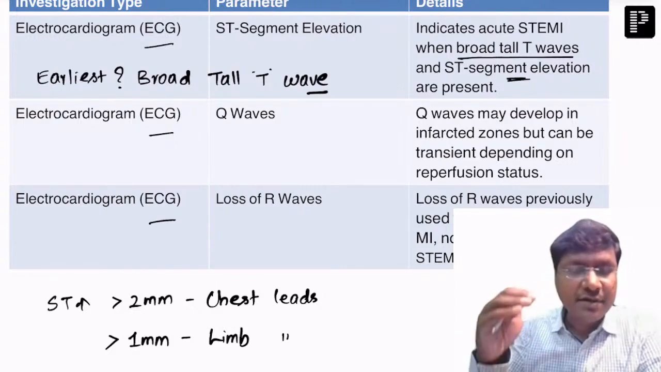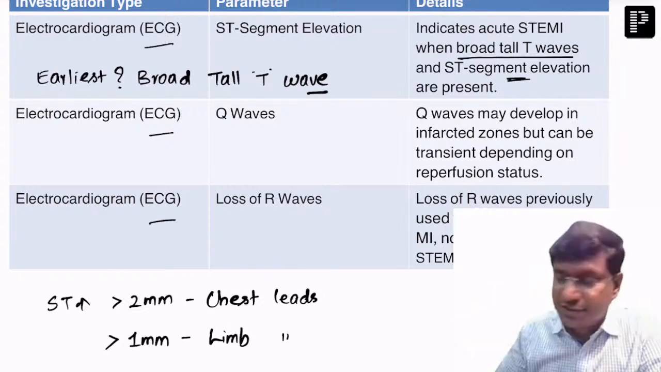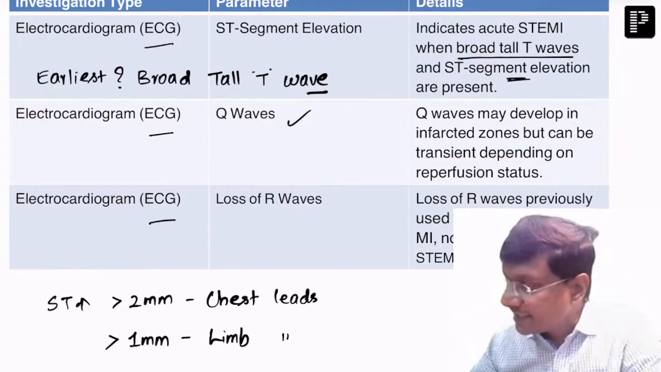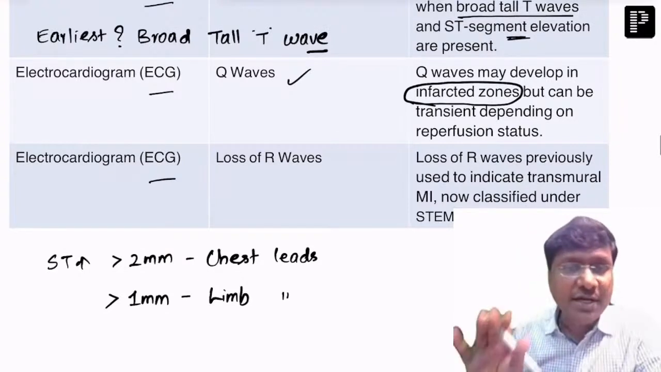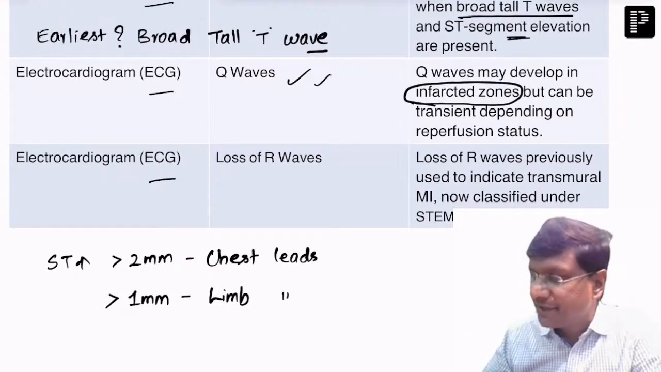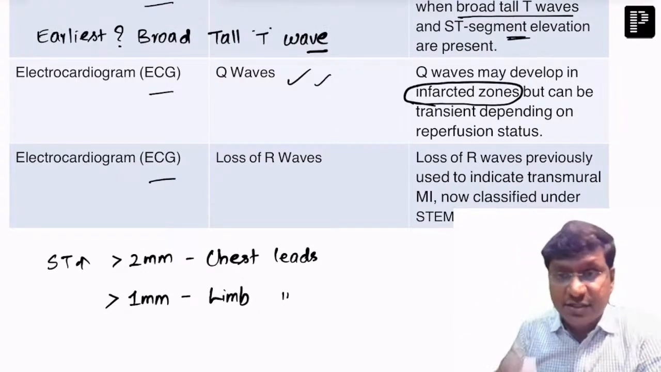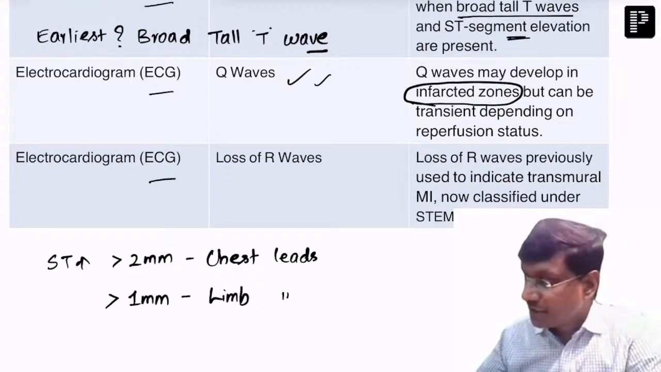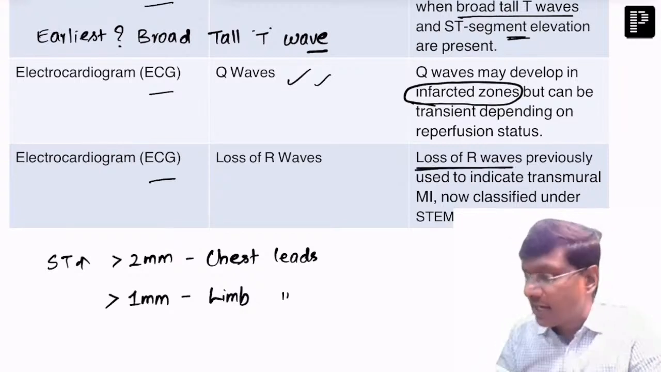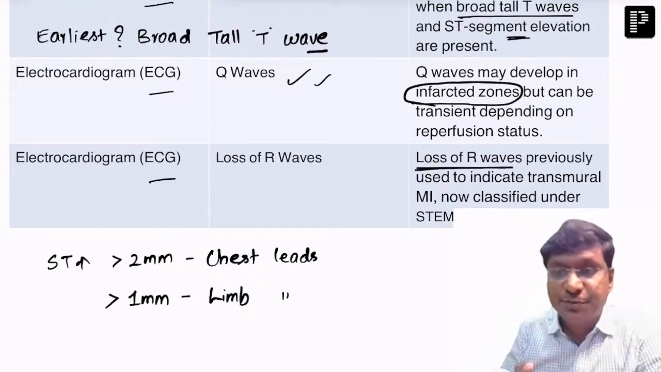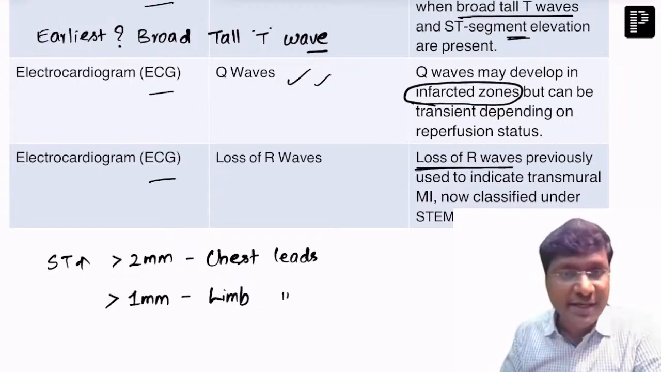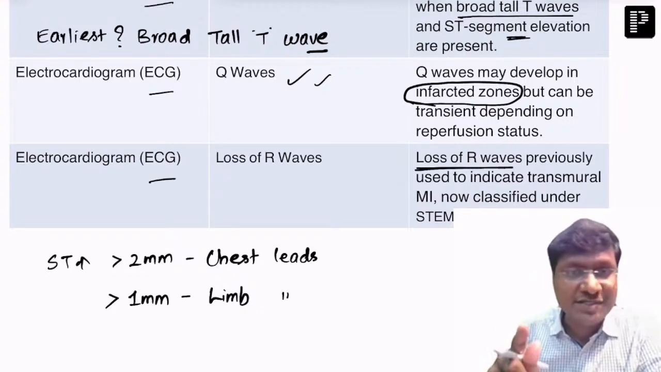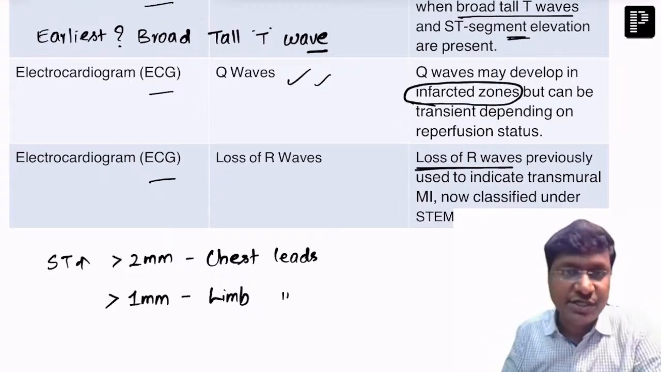Then after tall T wave and ST segment elevation, once there is transmural infarction, there will be appearance of the Q wave. Once there is transmural infarction, there will be loss of the R wave. So this will be the ECG changes. In patients with STEMI, you will have dynamic ECG changes.